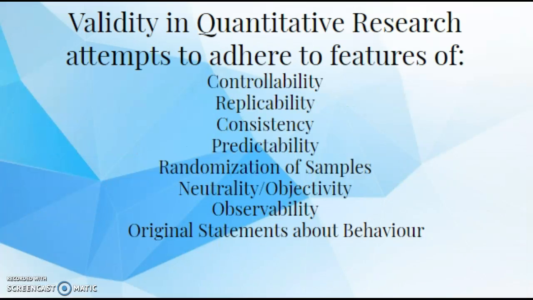In most cases, validity in quantitative research involves following assumptions and underpinnings of research. Validity in quantitative research attempts to adhere to features of controllability, replicability, consistency, predictability, randomization of samples, neutrality, objectivity, observability, and original statements about behavior.